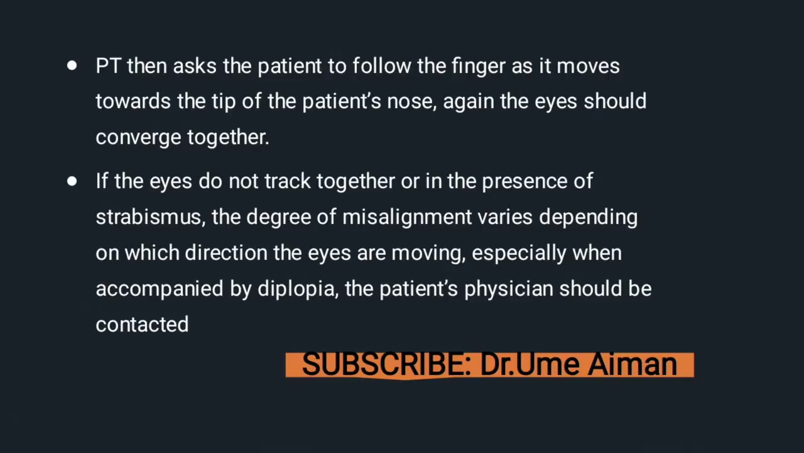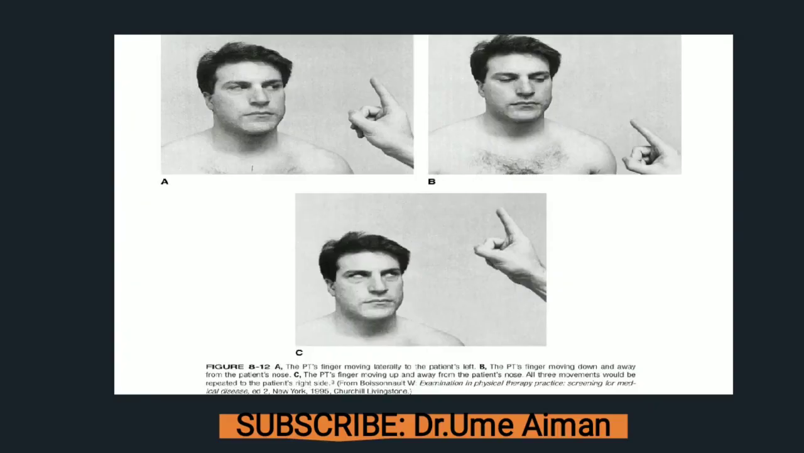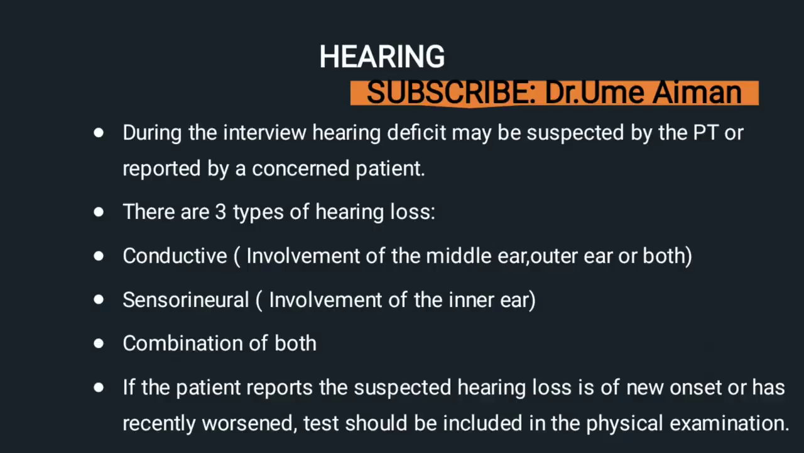If the eyes do not track together or in the presence of strabismus, the degree of misalignment varies depending on which direction the eyes are moving, especially when accompanied by diplopia. The patient's physician should be contacted. This is how you can test for visual field.